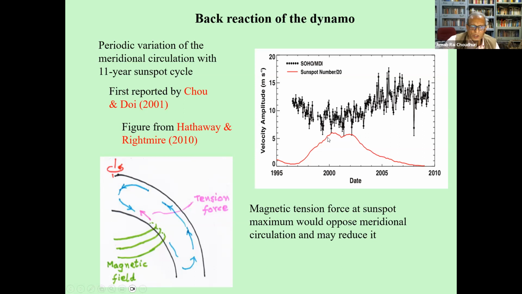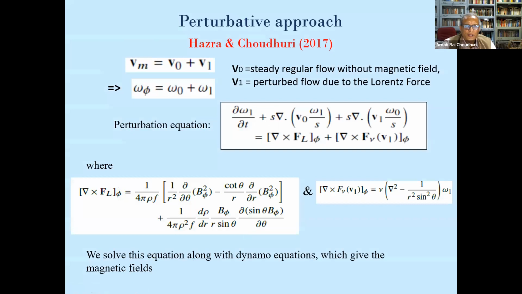So how can we model it theoretically? At the time of sunspot maximum, we expect that there would be a strong toroidal field at the bottom of the solar convection zone, and a strong toroidal field would give rise to a tension force in this direction. And this meridional circulation is in the equatorial direction. So this tension force here would oppose this meridional circulation. We expect that in that way, the meridional circulation will become weaker at the time of the sunspot maximum.